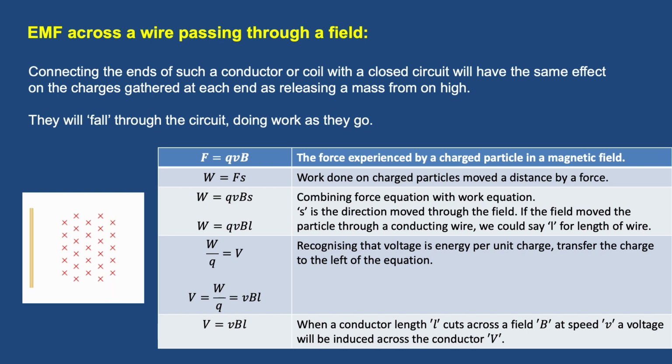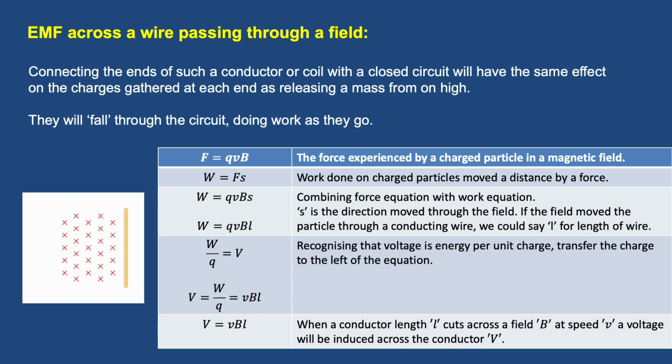We did see in a previous lesson that the equation voltage equals VBL can be linked to the equation force equals QVB. That derivation goes from the force on a charge due to a magnetic field and moving through that, to deriving the voltage across a current carrying conductor. How do we get there? We know that the force on a charged particle in a magnetic field is equal to QVB. Hold that in your thought. Just lock it in.